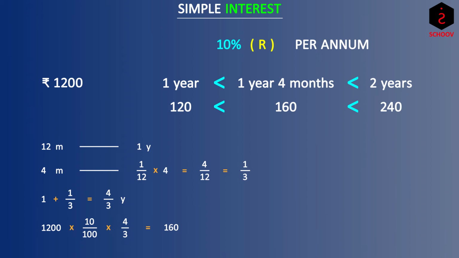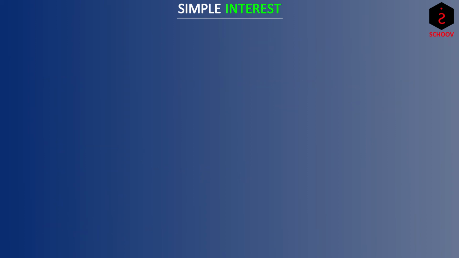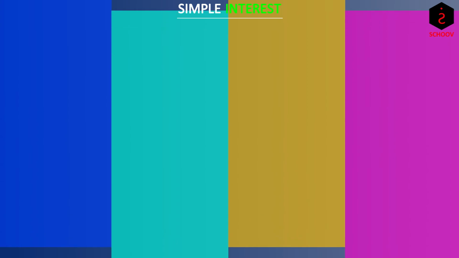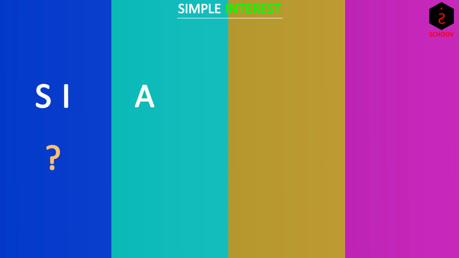Now, let us take some examples. You will mainly solve 4 kinds of problems, in which you have to find simple interest, in which you have to find the total amount or the principal. Third, in which you will have to find the rate. And fourth, you have to find time. Let's take them one by one.